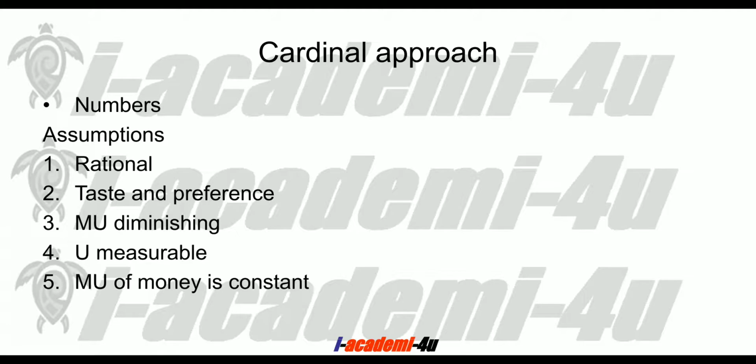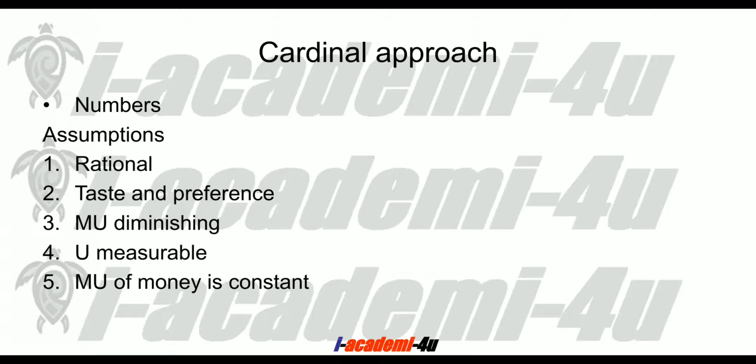Utility is measurable. I've told you already that it's the cardinal approach. So the first thing we assume is that utility is measurable. We measure the utility in terms of money, and the unit used is utils. Marginal utility of money is constant.